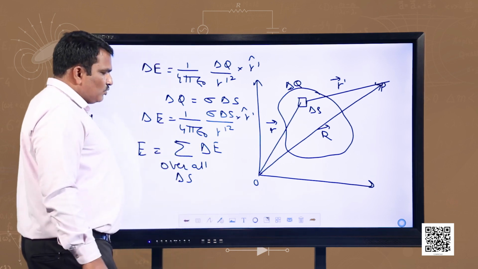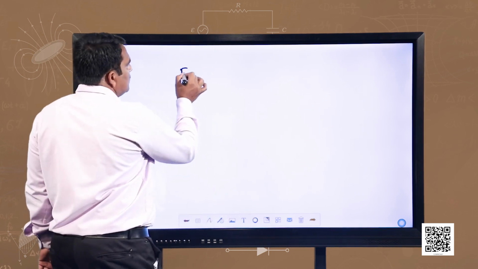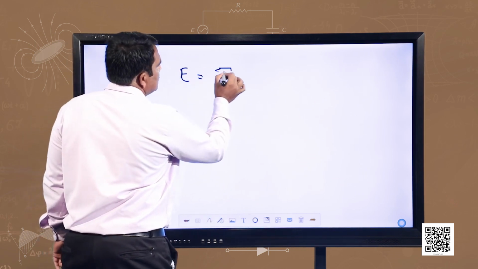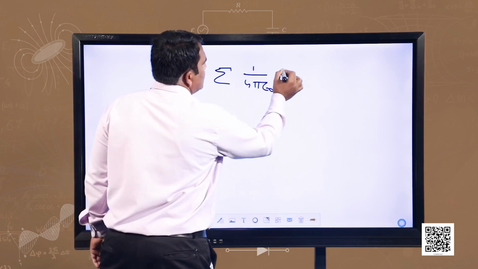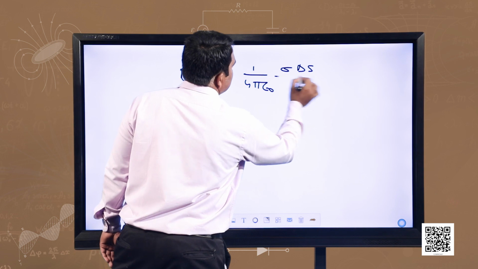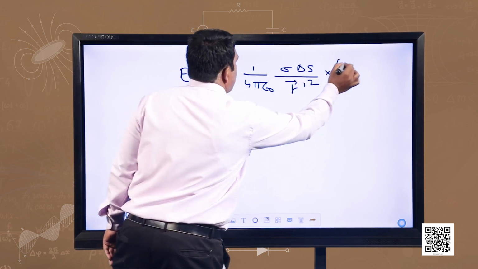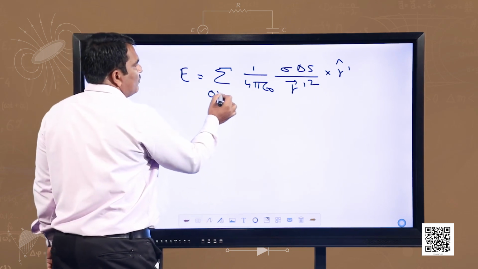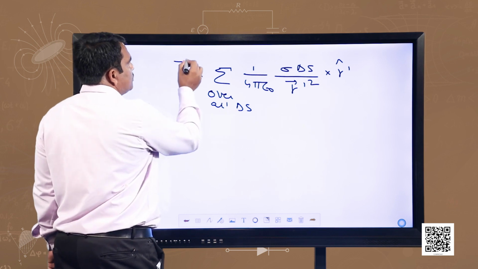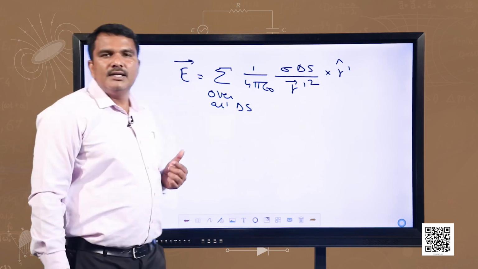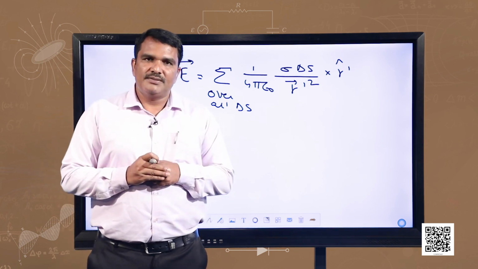and finally you can write E as the summation of 1 by 4 pi epsilon naught sigma delta S divided by r dash square multiplied by r dash cap, summing over all delta S. So, this is your electric field due to a continuous surface charge distribution.